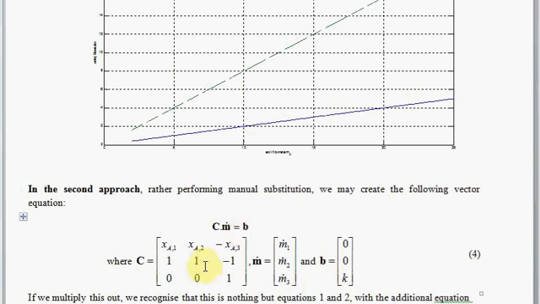So let's verify first of all that this is the original set of equations. If you were to take the dot product here, if you were to take this top row and multiply it down the column here, you have effectively m1 times xa1 plus m2 times xa2 minus m3 times xa3, right? And that is equal to 0, right? B is equal to 0 in that row there. So if you dot multiply C and M, then in the resulting vector, the first value will be xa1 times m1 plus xa2 times m2 minus xa3 times m3 being equal to 0.